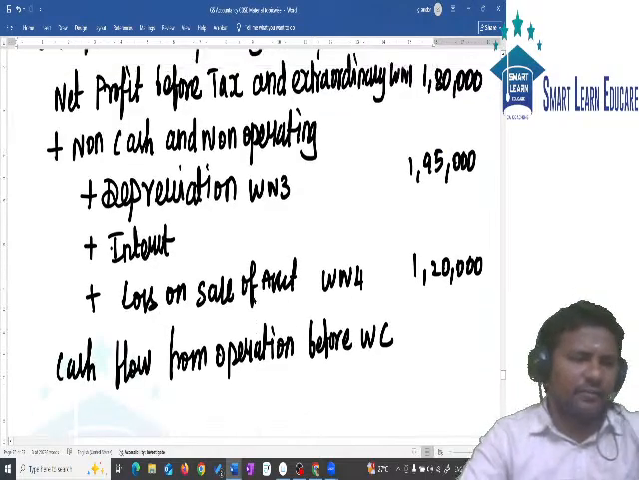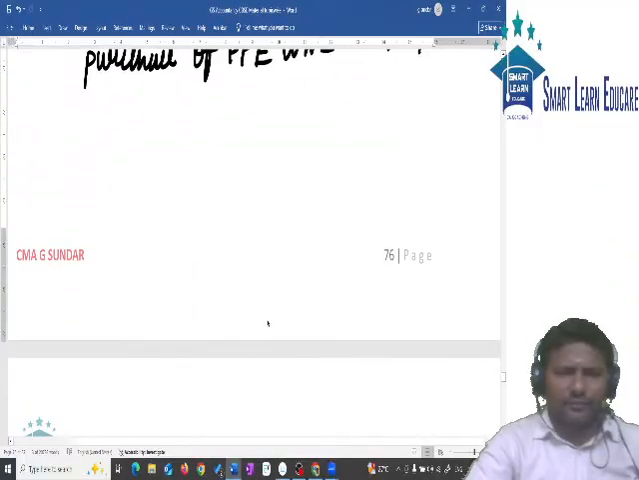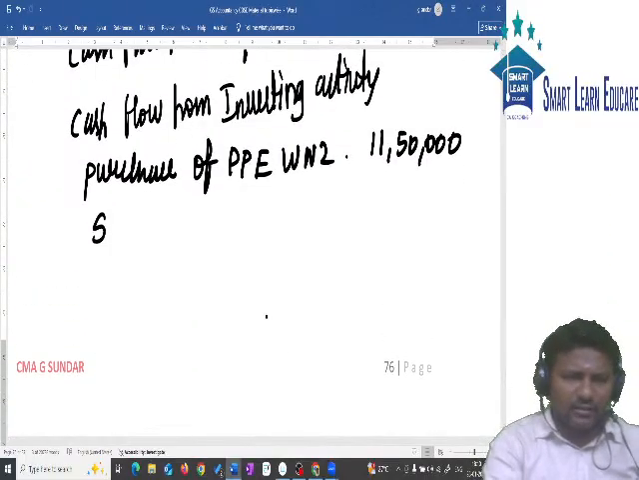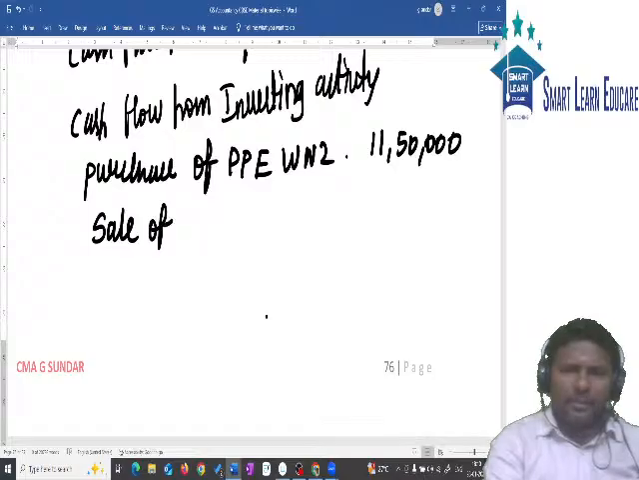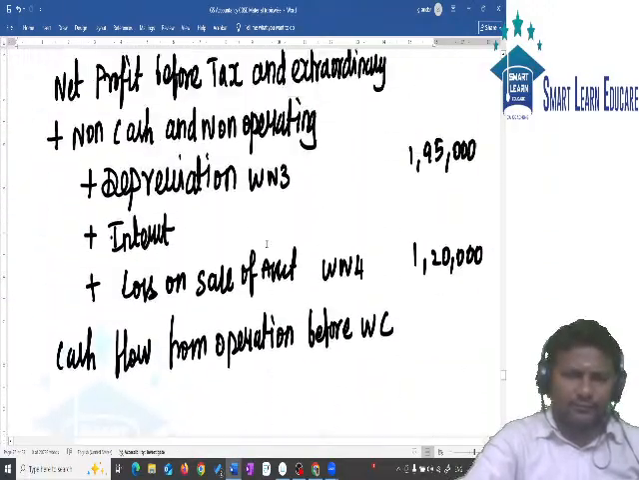In investing activity, sale of PPE. Purchase of PPE is an outflow of cash. Sale of PPE is an inflow of cash. How much is the sale of PPE? 1 lakh 35,000 is the sale of PPE. Correct? Next, proceeding further.